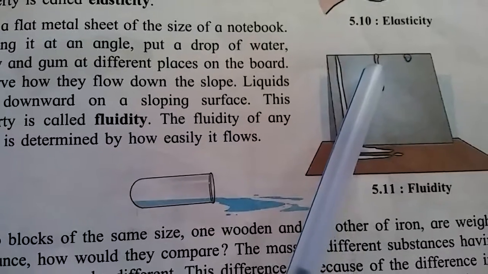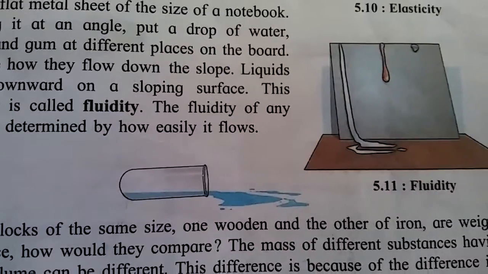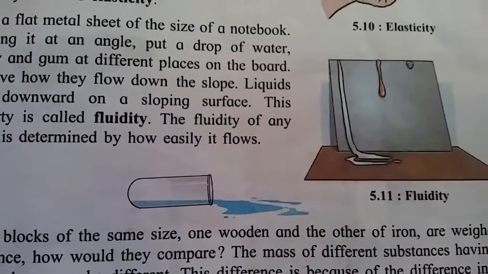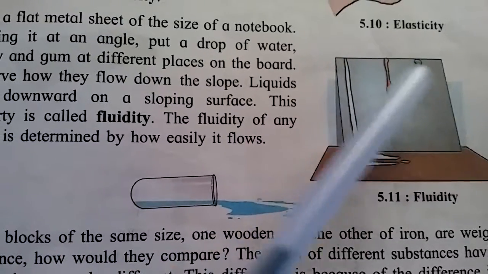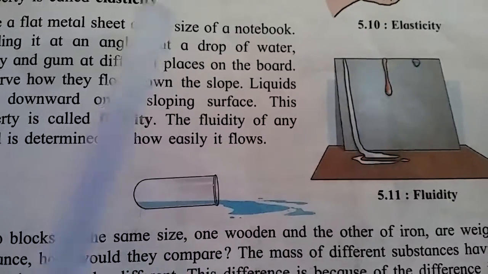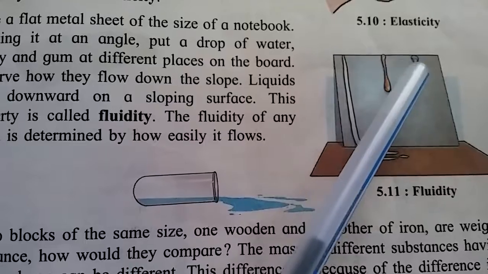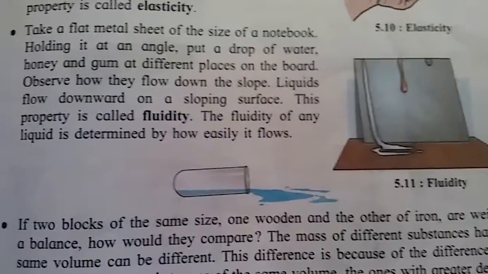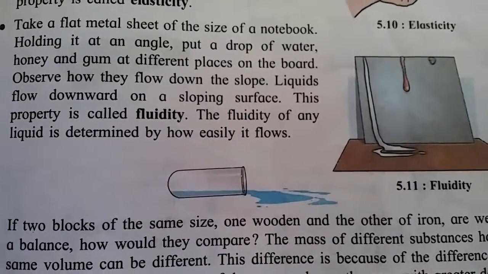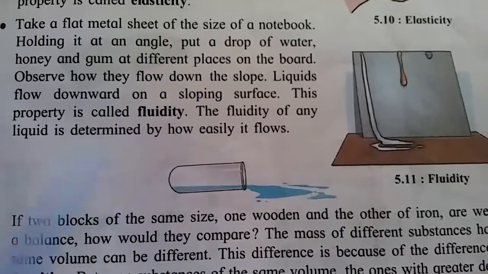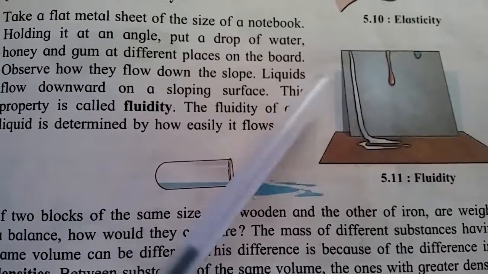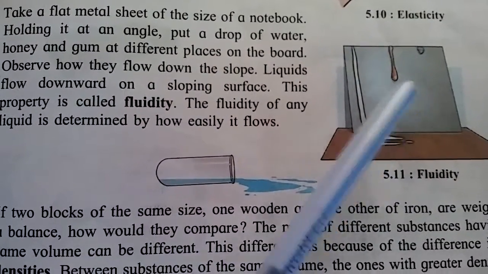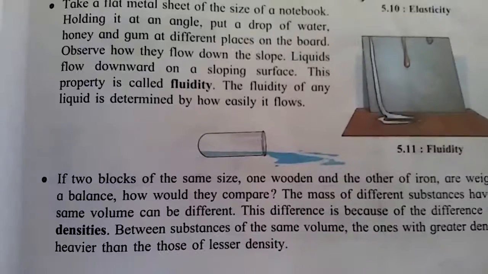See, because honey is a lightly sticky substance, that's why it is flowing slowly, and of course gum is a sticky substance, that's why its fluidity is very low. Means different substances have different fluidity. Some substances are flowing easily but some substances are flowing slowly.